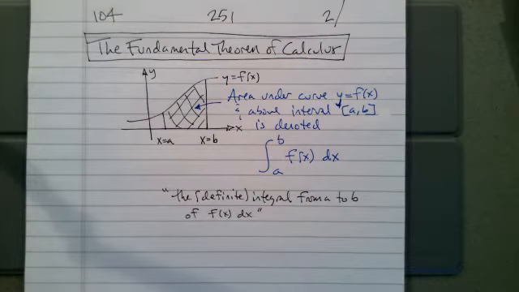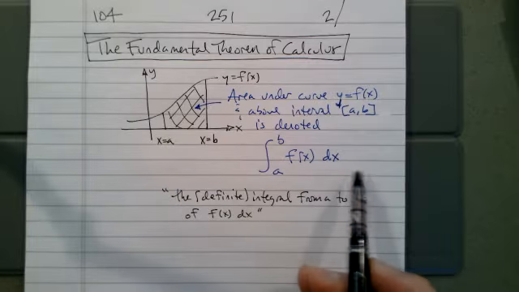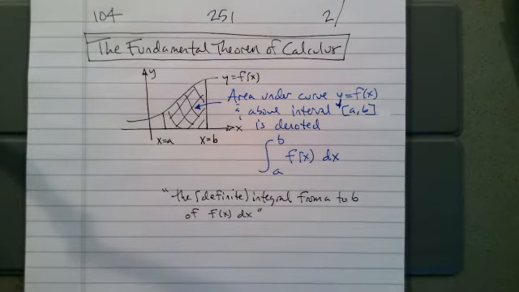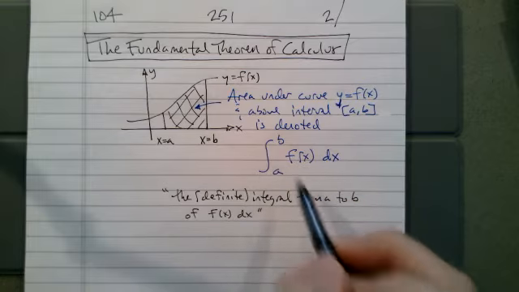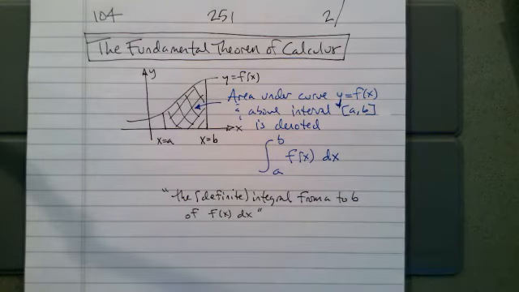You could switch the two phrases around. You could say the definite integral of f of x dx from a to b. So the "of f of x" part and the "from a to b" part are interchangeable. But there's the from a to b of f of x dx. This is just reading it from left to right. This long, tall S symbol says the integral from a to b of f of x dx.